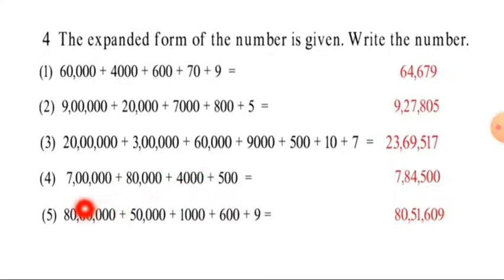Then the next is 80 lakh plus 50,000 plus 1,000 plus 600 plus 9. Now students, at ten lakh place 80 is given, so we wrote here 8. Now at lakh place there is no number given over here, so we will write here 0. Then 10,000 and 1,000 place, 50 and 1,000 is there, so we will write it together 51,000. Then 600 we will write 6, and again the tens number is not given. So what we will do, we will write 0 and 9 we will write as it is. So this is the standard form of this expanded number.